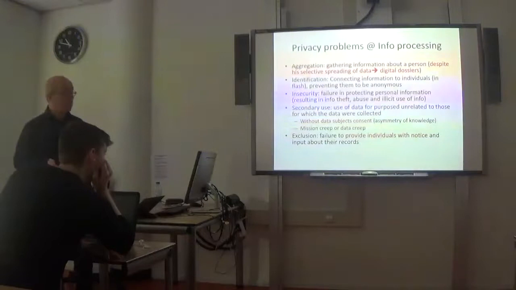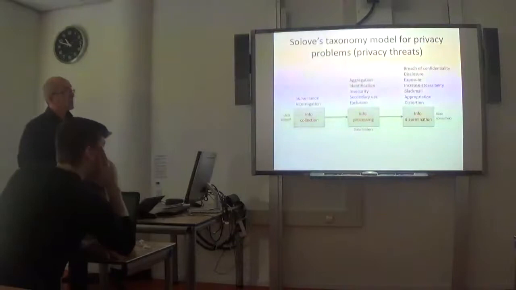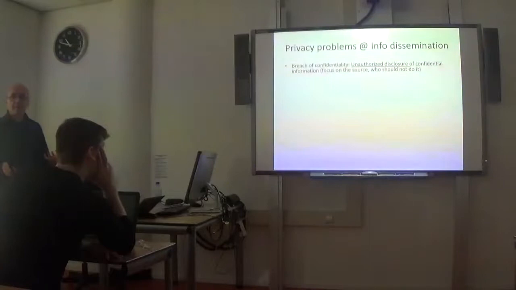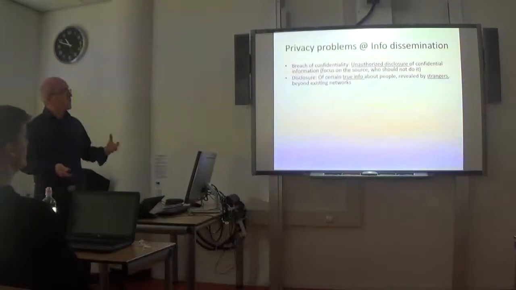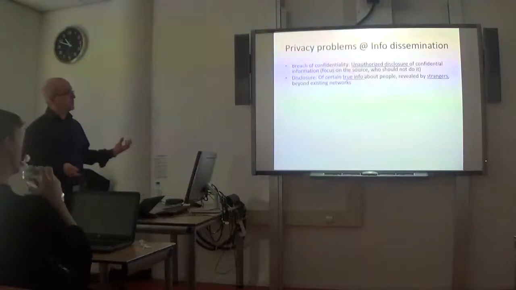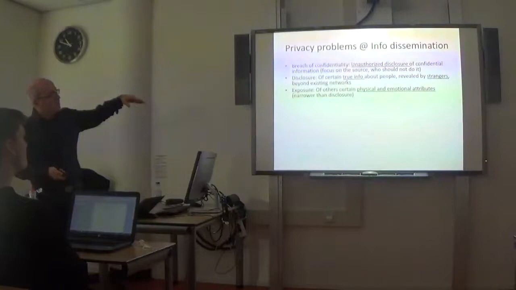Then we have the third one, information dissemination. If you want to share the data that you have with others, these kinds of problems can arise. For example, breach of confidentiality. If you are a doctor, you have patient information, and you share it with an insurance company, that is a breach of confidentiality. Disclosure: you have true information about people, and this true information is revealed to strangers beyond existing networks. Exposure is a specific case of that, about data related to your physical and emotional attributes.